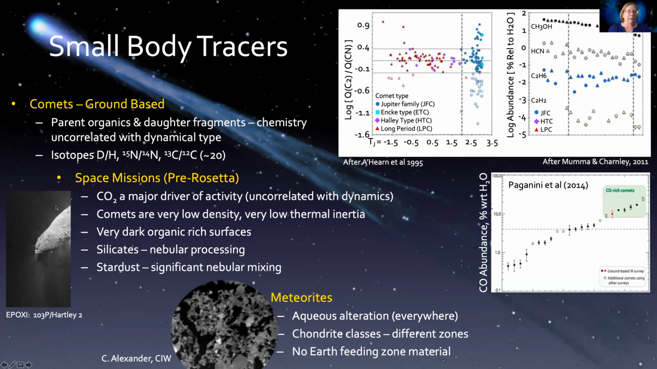We learned, and we'd known this a bit from ground-based studies, but from the missions we found that comets are very low density and they're very good thermal insulators, which is exciting because it means just below the surface, there's the potential to preserve the primordial signature that we're looking after. Surfaces are very dark, covered in organic rich compounds, but we'd seen that from some of the work from the ground. In terms of the dust material, the silicates showed a very complex history.